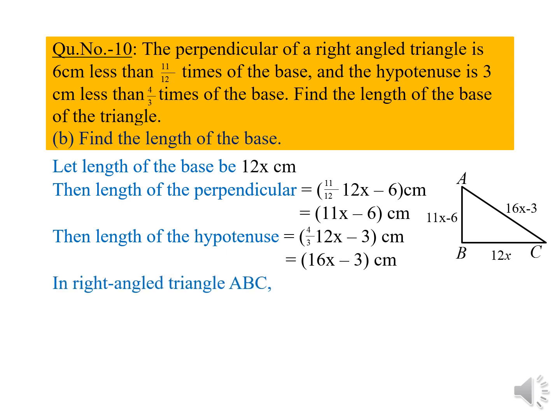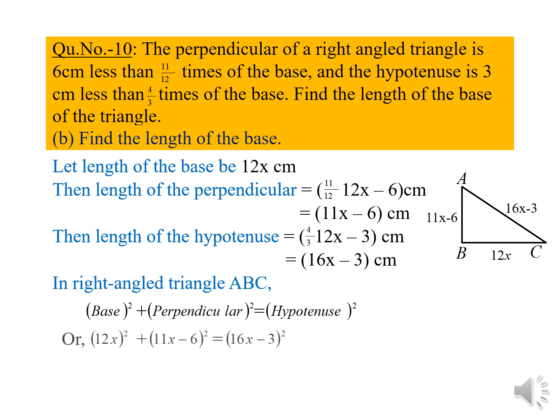Now in right angle triangle ABC, according to Pythagoras theorem, we can say that base whole square plus perpendicular whole square is equal to, at the right side, hypotenuse whole square. That is, after putting the values, here we get base is 12x, perpendicular is 11x minus 6, and hypotenuse is 16x minus 3.